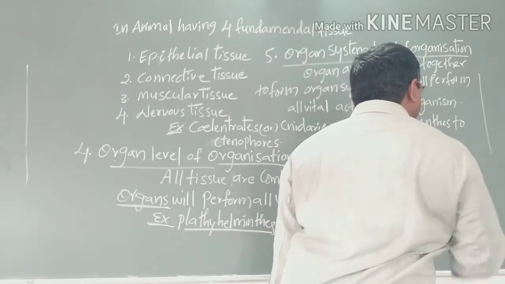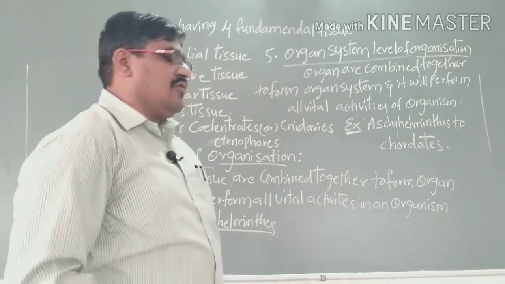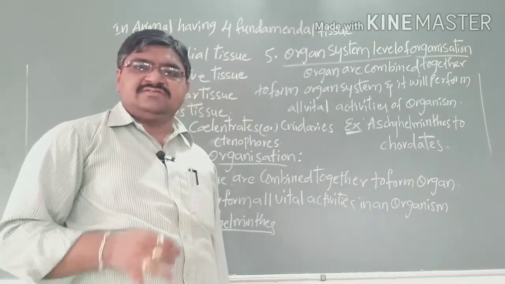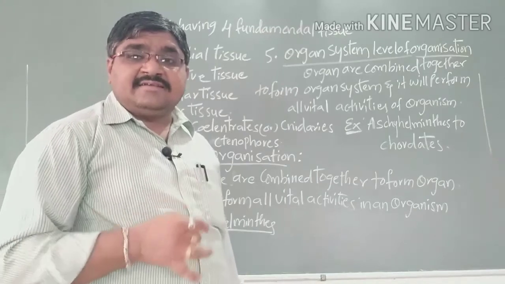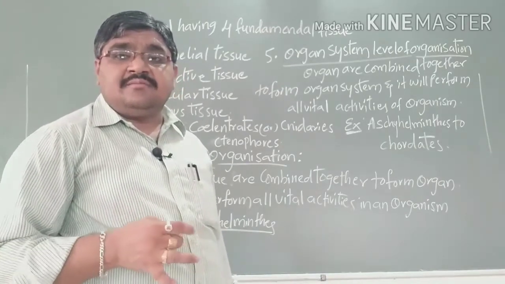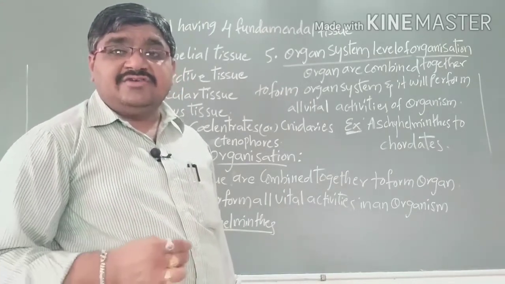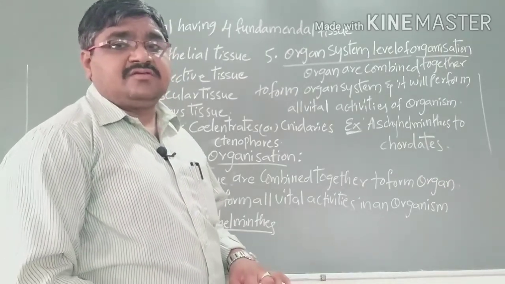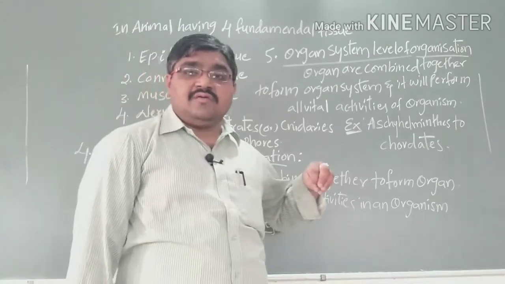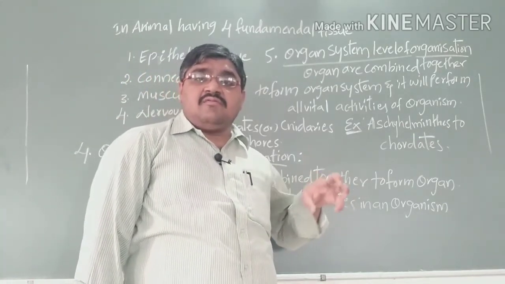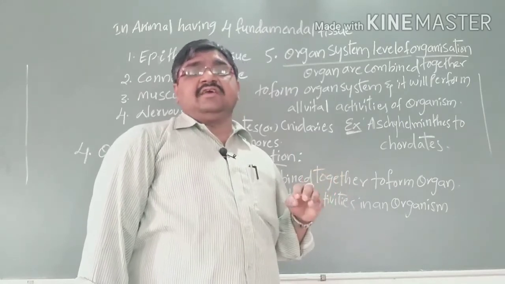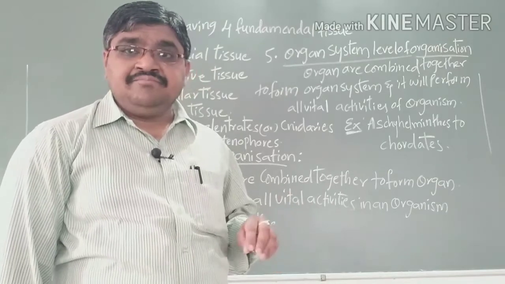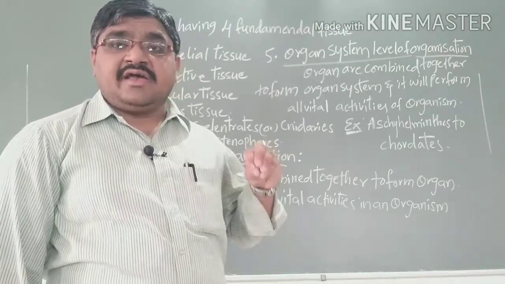Here, including humans, in chordates, that means species such as amphibians, reptiles, birds and mammals, including humans, will consist of the organ system grade of organization. Such a system means all organs are combined together to form an organ system. The organ system performs all vital activities. So such a level of organization is called the organ system grade of organization.